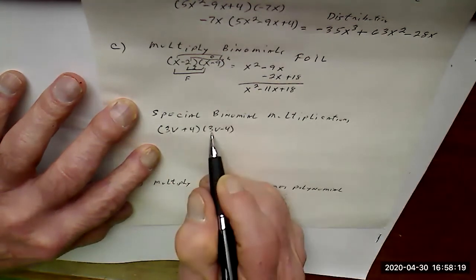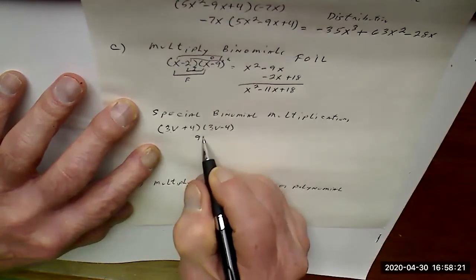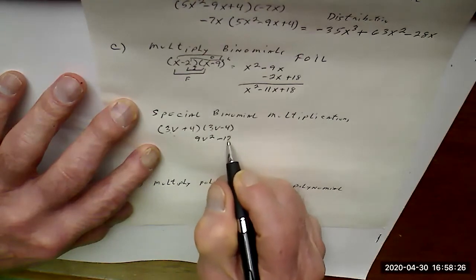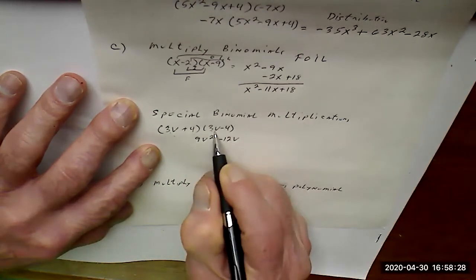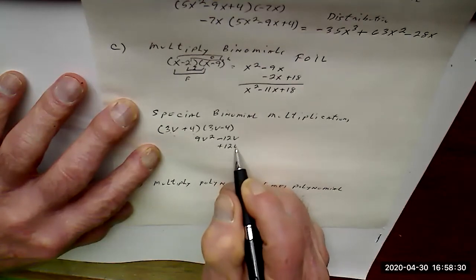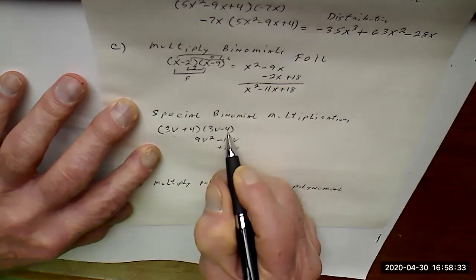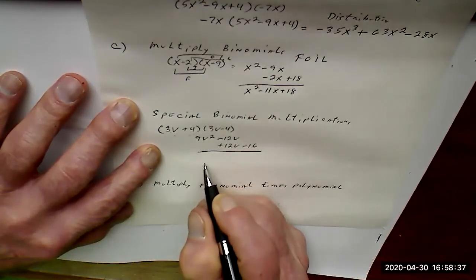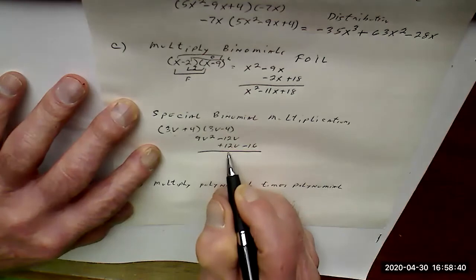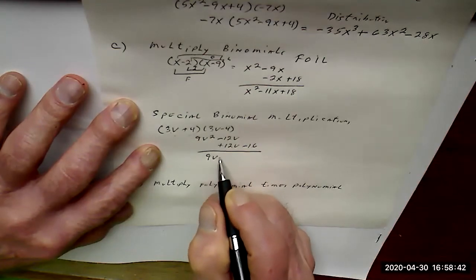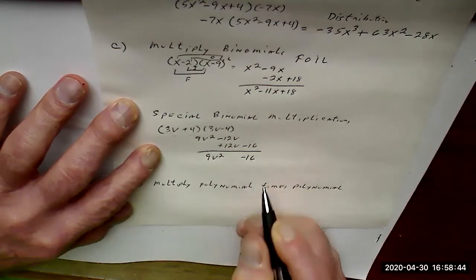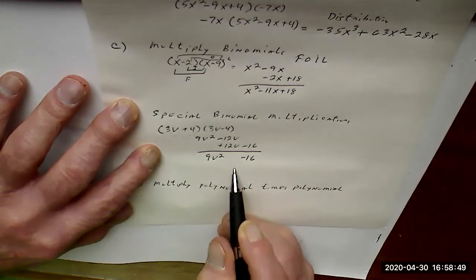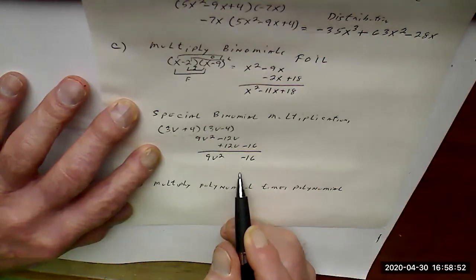So we multiply the first terms together, that is 9v squared. The outer terms, that is negative 12v. The inner terms, that's plus 12v. The last terms, which would be minus 16. When we add, we notice that the middle terms are going to disappear. We have 9v squared minus 16. So the sum and the difference of like terms always leads to the difference of two squares.